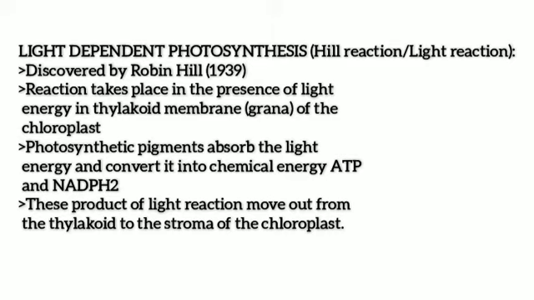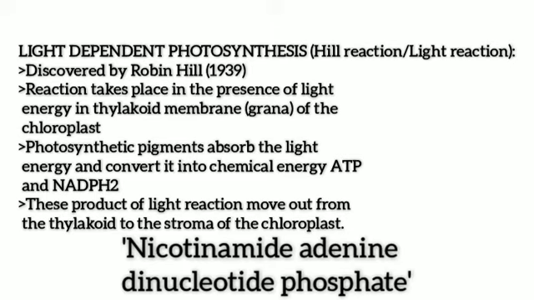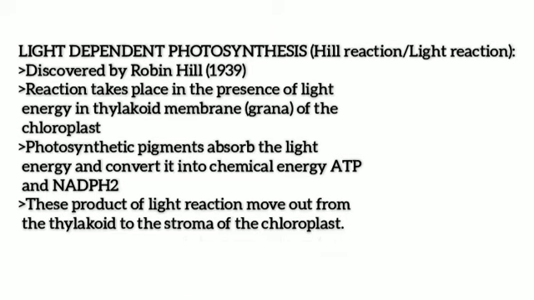This was discovered by Robin Hill in 1939. This reaction takes place in the presence of light energy in the thylakoid membranes, grana, of the chloroplast. Photosynthetic pigments absorb the light energy and convert it into chemical energy: ATP, which is adenosine triphosphate, and NADPH2, which is nicotinamide adenine dinucleotide phosphate. These products of the light reaction move out from the thylakoid to the stroma of the chloroplast.